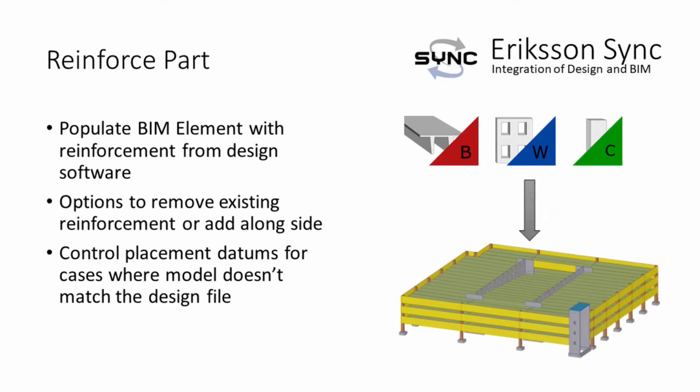The next tool is Reinforce Part. Reinforce Part takes the reinforcement information from the design file and populates the BIM model with reinforcement. This reinforcement can either be placed alongside what is currently present in the model or replace the current reinforcement. A set of options exists to help when the design file's geometry does not match that of the BIM model's geometry. This way, a single design file can be used across multiple marks with ease.